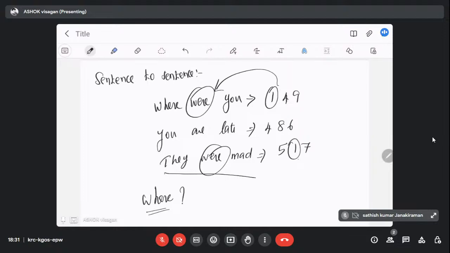And if you check the first sentence and second sentence, the word you is common. So what number is common? 4 and 4. That means 4 is coded for you. Then obviously, what is the code for the word where? Where is nothing but 9. 9 is coded as where. This is the answer. Just make a note of this.